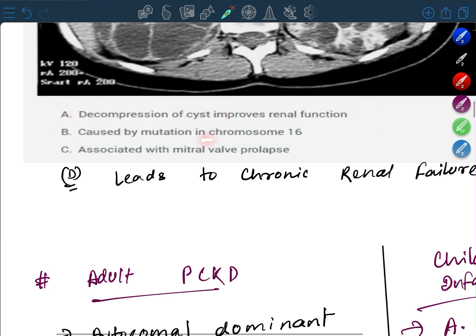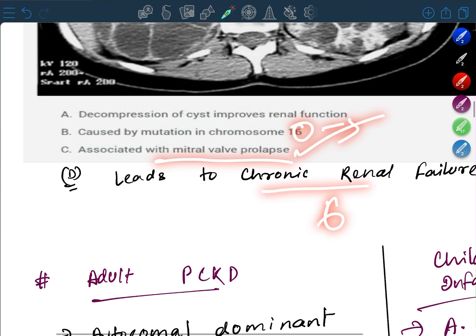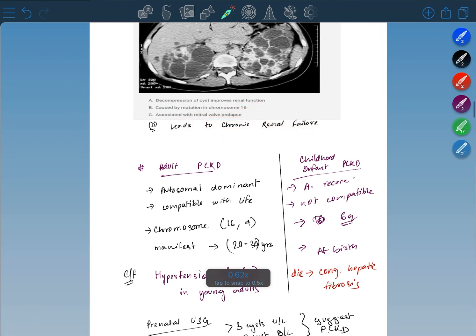Caused by mutation in chromosome 16, yes. Chromosome 16 and which one? Chromosome 4. And also 2. And for childhood, that is 6. Only 6. As usual, mutation plus 2 leads to chronic renal failure.